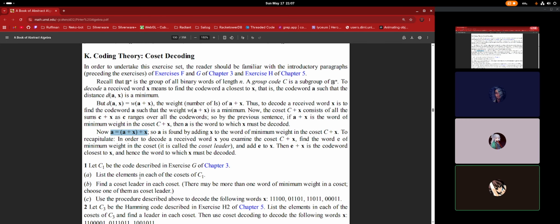Isn't plus XOR in this group? So X plus X is identity? Plus is XOR, remember. Yes, plus is XOR. Okay, that answers it. So A is found by adding X to the word of minimum weight in the coset. To recapitulate, in order to decode the received word X, you examine the coset, find the word of minimum weight in the coset, called the coset leader, and add E to X. Then E plus X is the code word closest to X, and hence the word to which X must be decoded.